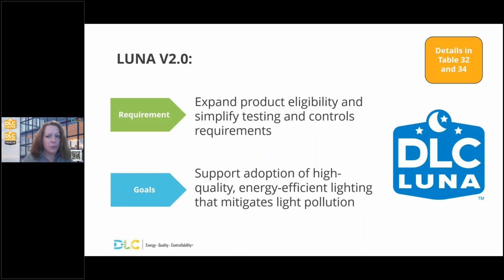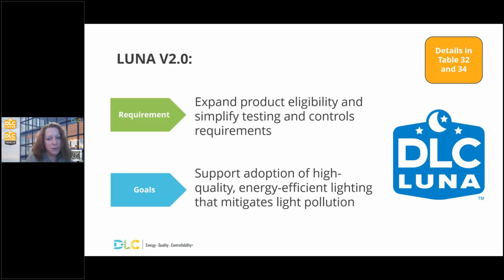Luna version 2.0 continues our support for high-quality, energy-efficient outdoor lighting that mitigates light pollution. To achieve these goals, we're expanding eligible product types, allowing products with 1800K and 2000K CCTs to qualify, as well as amber LED technologies. These lower CCT LED and amber LED products can significantly lower sky glow and reduce impacts on nocturnal organisms in sensitive environments.